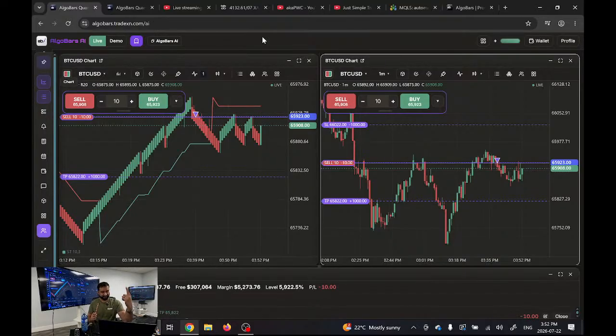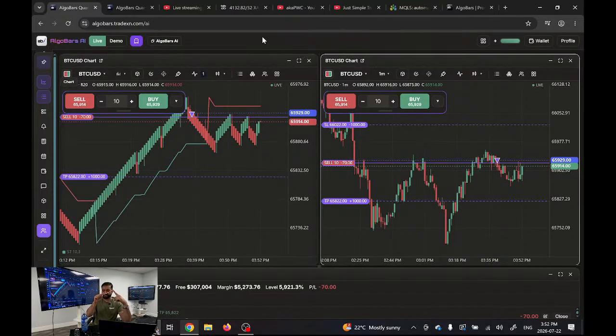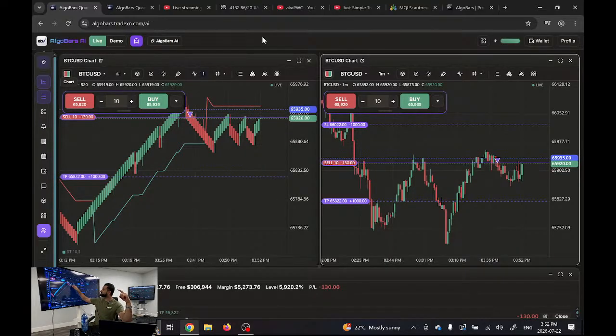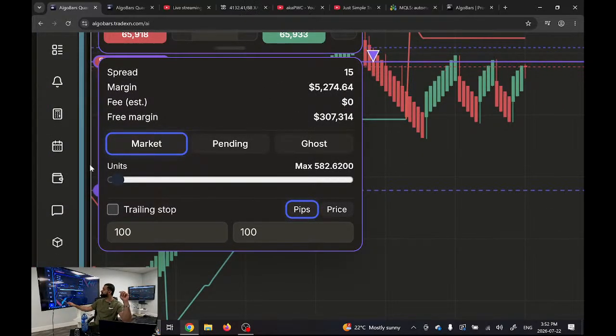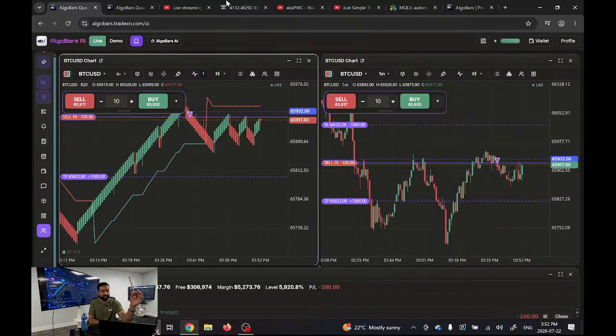Step 1. We enter at the range bar reversals. When it goes from red to green, I'd be looking for a buy trade. When it goes from green to red, I'm looking for a sell trade. Step 2, I always risk less than 1% of my balance, okay? Very low risk per trade. Step 3, I always set my stop loss and take profit at 100 points. Now you can see right here on AlgoBars, I can preset my stop loss, take profit, 100, 100. So once I click buy or sell, it auto sets my stop loss, take profit. I don't have to worry about it.